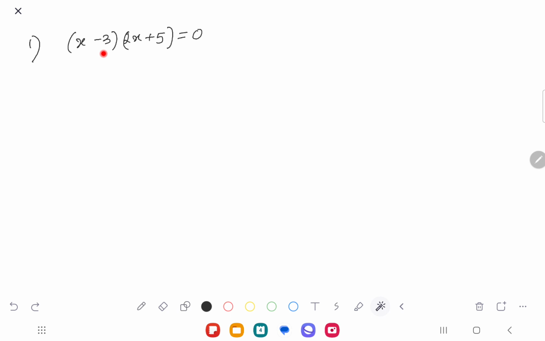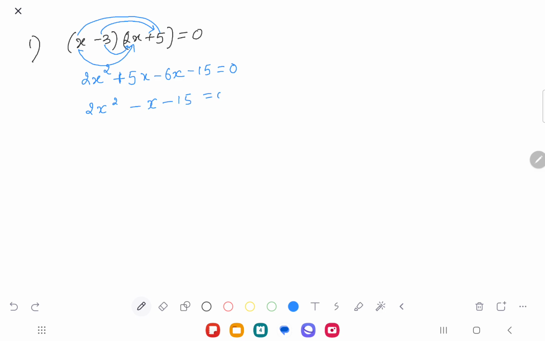So if you get a quadratic equation, what does that mean? You tell me. x times 2x shall be 2x square, and x times 5 shall become 5x. Minus 3 times 2x shall become minus 6x. And minus 3 times 5 will become minus 15, equals 0. So this is going to be 2x square minus x minus 15 equals 0. Yes or no?